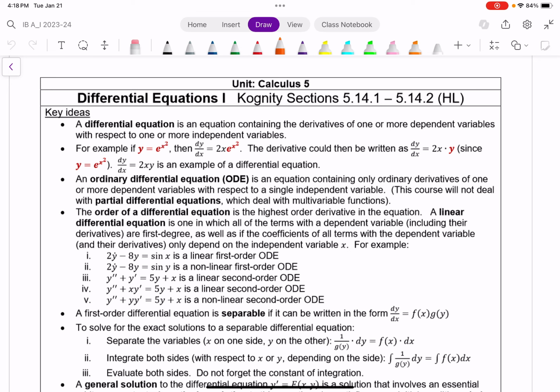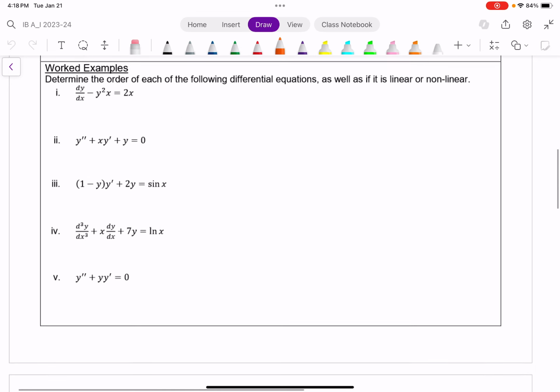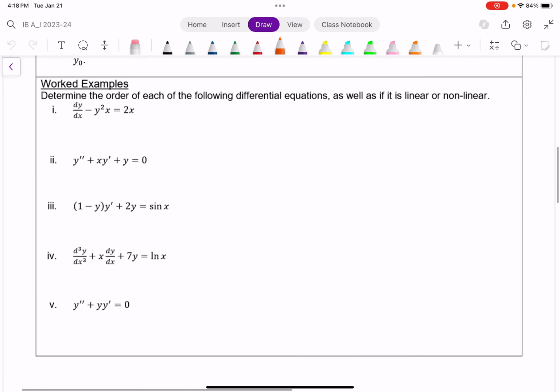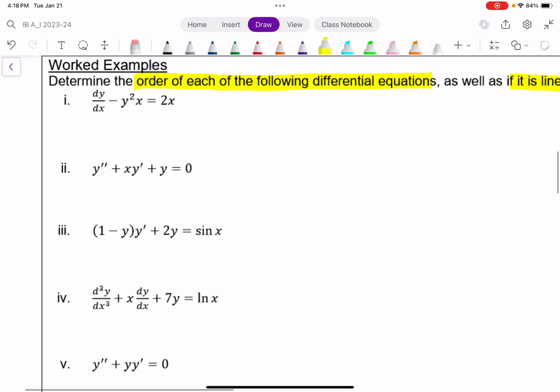All right, so let's just look at this. One thing we want to be aware of is what it means to describe the order of a differential equation, and whether it's linear or nonlinear. So the order is pretty easy. The order of a differential equation is the highest order of a derivative in terms of the dependent variable here. And so these are all the dependent variables, all y.